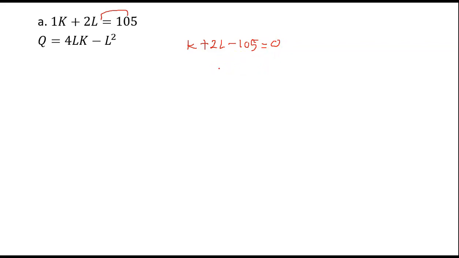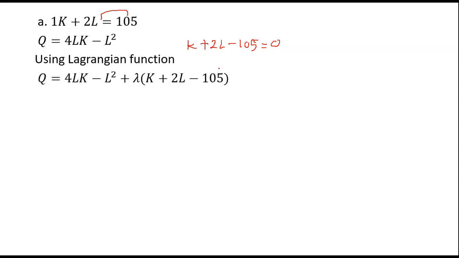Then after doing that, you multiply it by lambda. When you multiply it by lambda, then you add it to the objective function to form the Lagrange function. So in order to form the Lagrange function, you multiply this part by lambda, then you add it to the objective function. So you are going to have the objective function plus lambda times the constraint function. That's how it is done. Are you following?